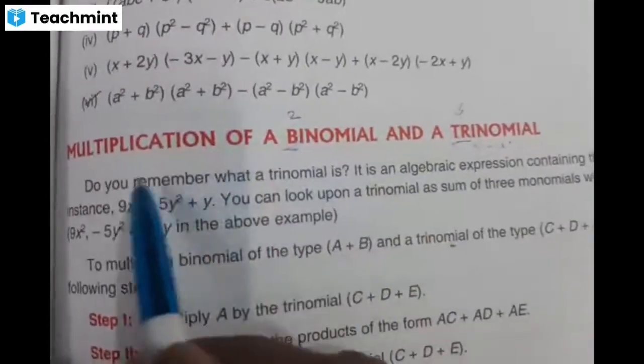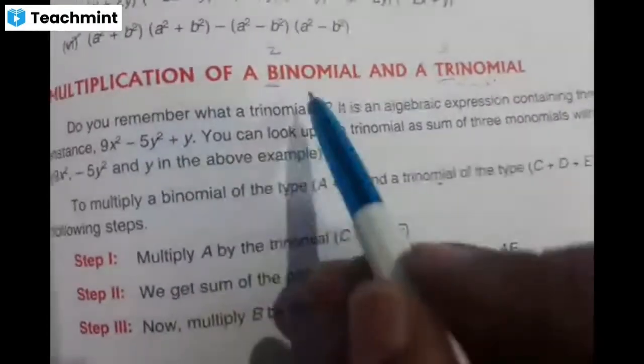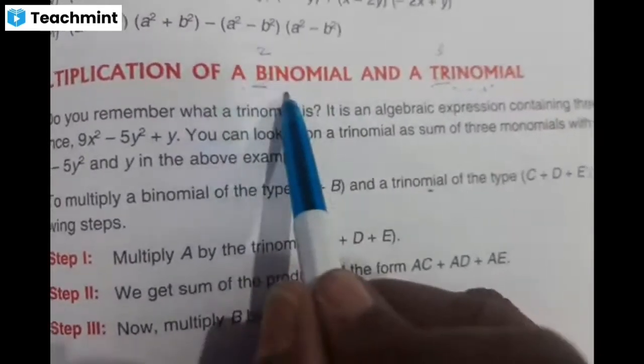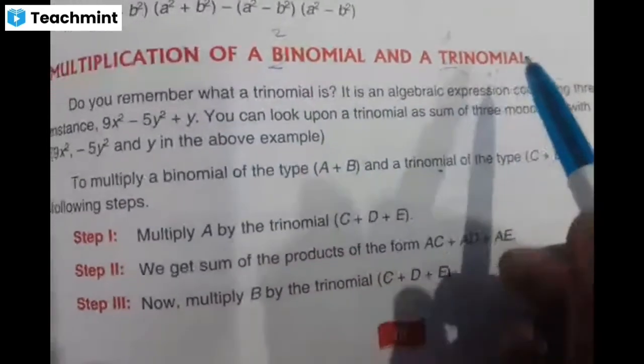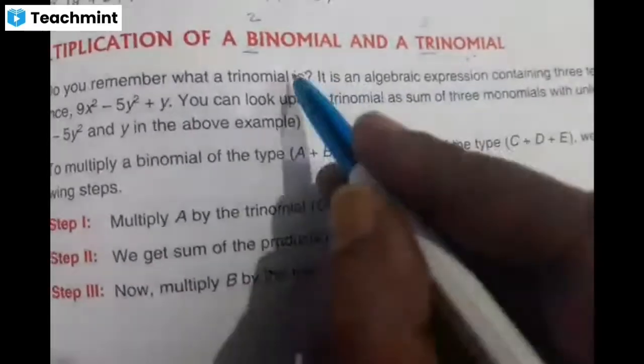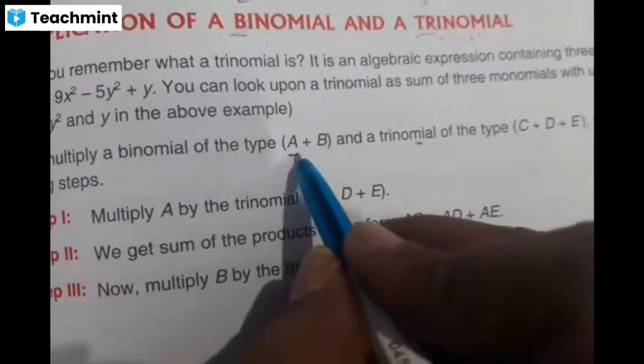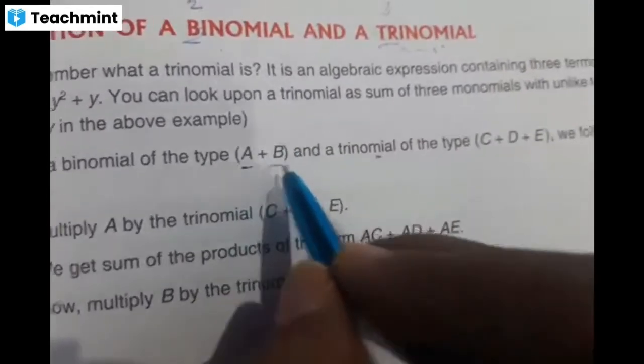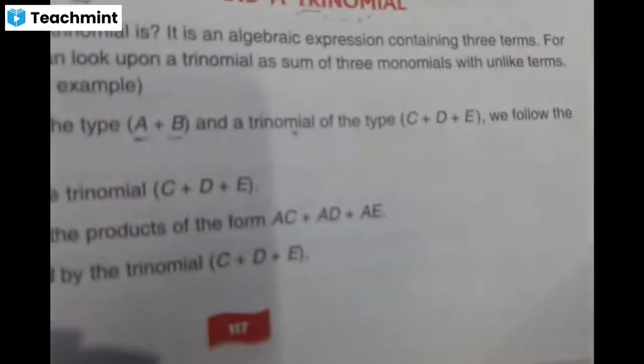In this next worksheet, we are going to understand how to multiply a given binomial with a trinomial. So a binomial will be having two terms, that is A and B. So A plus B is one binomial. One more expression will be having three terms. Here if I take C, D and E, these are the three terms. How to multiply?